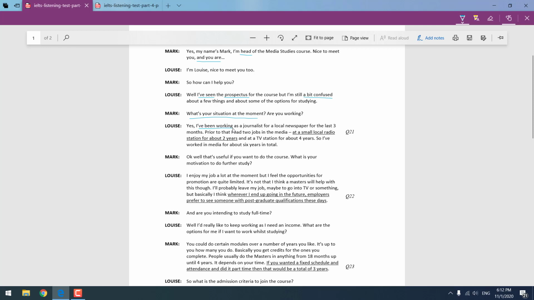So here are the details, where the detail actually lies. There might be questions here. As you can see, this part has been underlined.